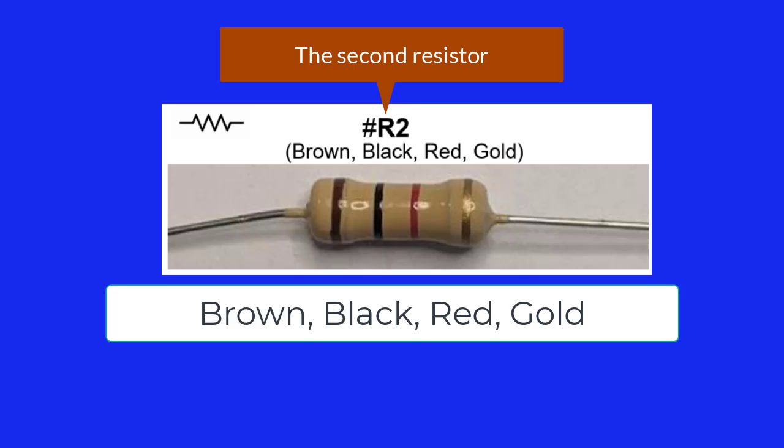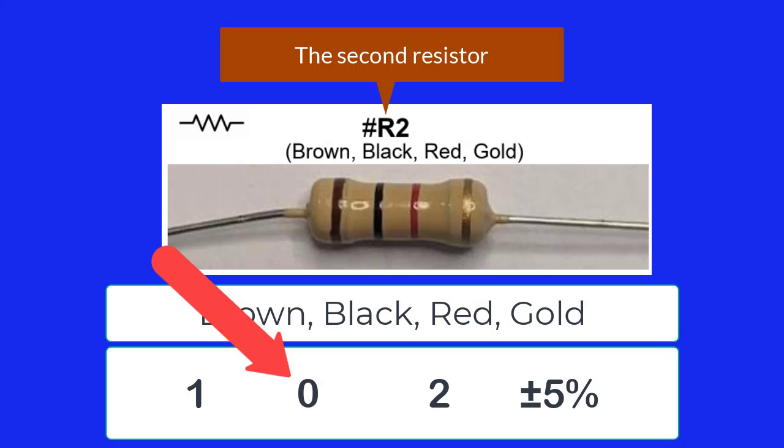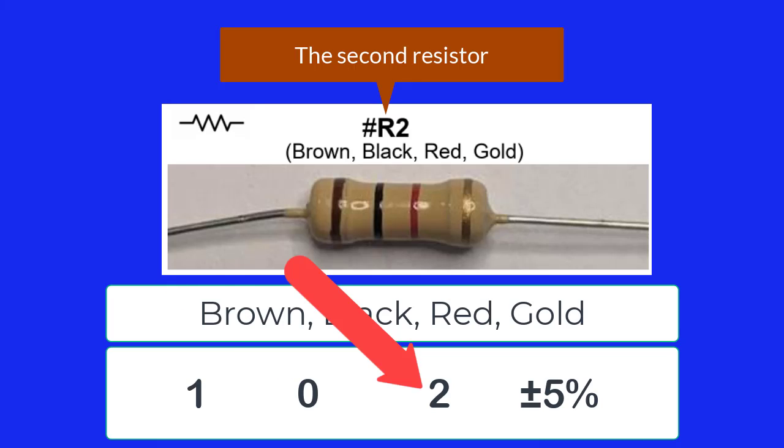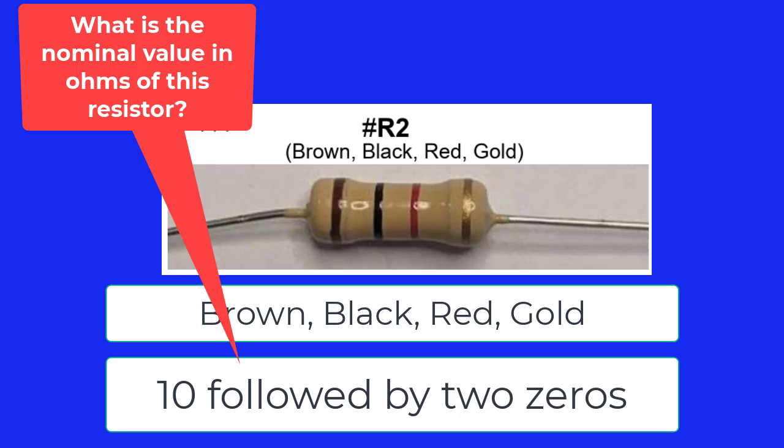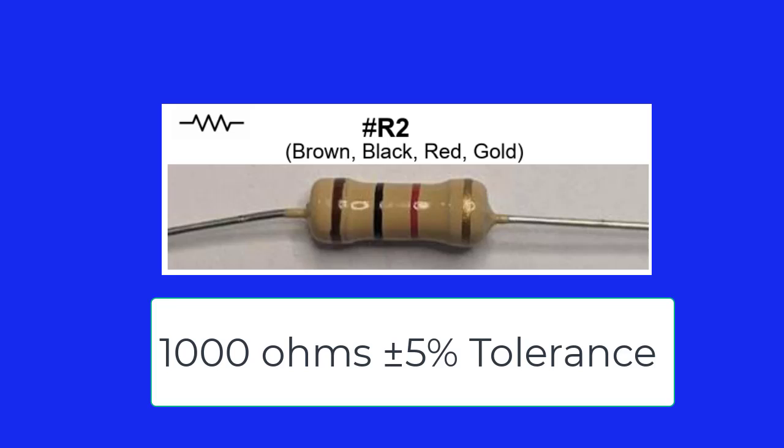Now let's look at the next one. We have brown, black, red, gold. That gives us 1, 0, 2 with a tolerance of plus or minus 5%. So what is the nominal value in ohms of this resistor? You should get 10 followed by 2 zeros, or 1,000 ohms, or 1K ohms.